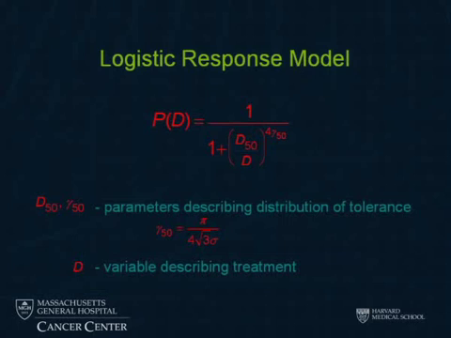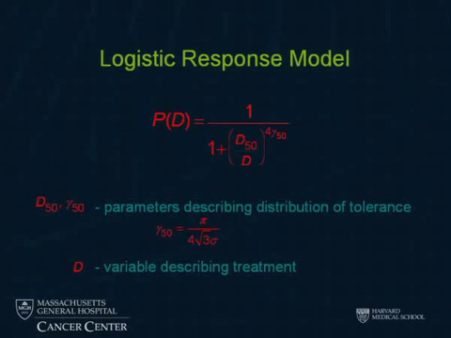So it's important to remember, if you use this model, those parameters, D50 and gamma 50, are parameters describing the distribution of tolerance for a given endpoint, for a given population of patients. D is the variable describing treatment. Also, the advantage of this formulation is that it's a ratio. So whatever units you use for D, you should use for D50. Or how you describe tolerance, you should use exactly the same form to describe your treatment.